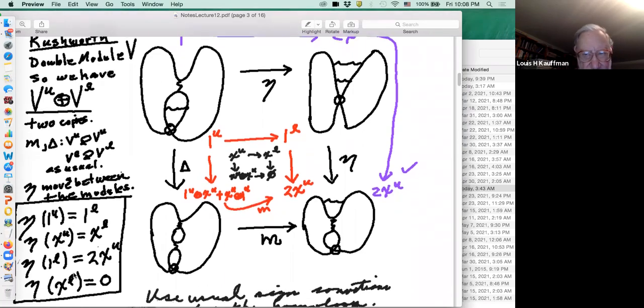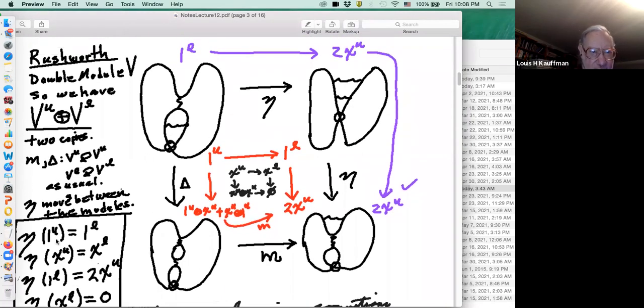I'm misreading my own notes. Yes. We had 1 upper L, which goes to 2X upper U, and X upper U goes to X upper L under eta again. So I should have 2X upper L here, and I've miswritten something. I meant to write a U here instead of an L, sorry, I'll fix that and send another version of these slides. But I mixed up U and L when I was working here.